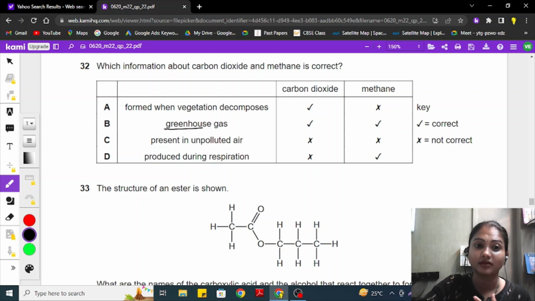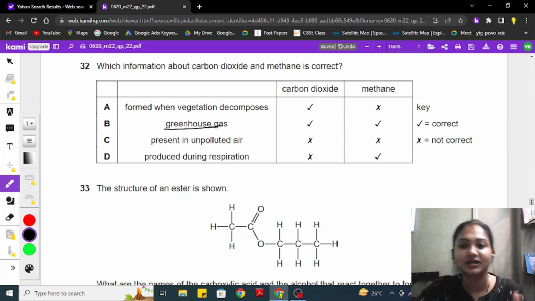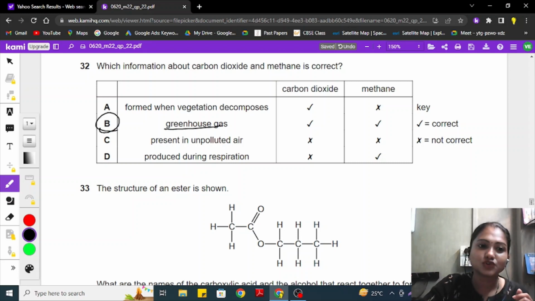So which is correct? Greenhouse gas. Global warming is caused by both of them. They both are greenhouse gases, carbon dioxide as well as methane. Okay. So option B for us is correct.